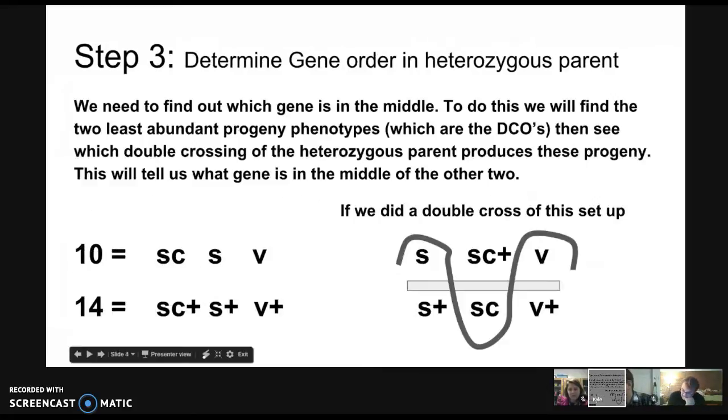For step 3, we need to determine the gene order, and so to do this, we need to find the 2 least abundant progeny, which are these ones down here.